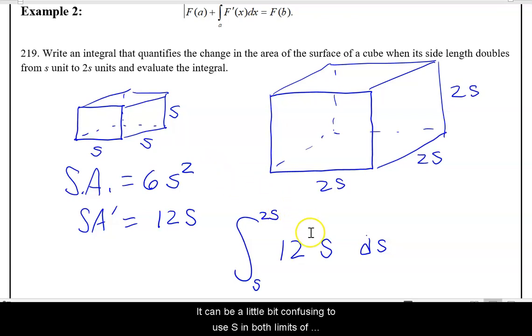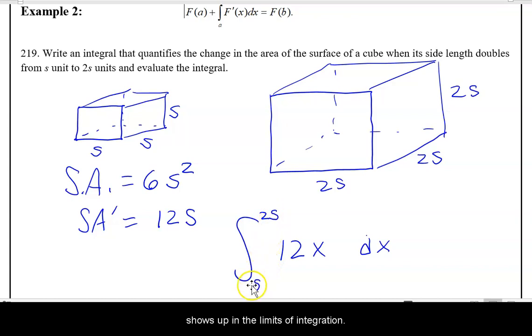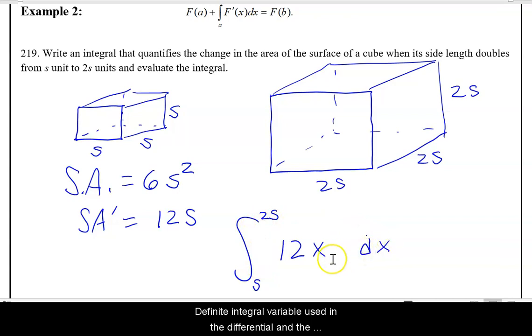It can be a little bit confusing to use s in both the limits of integration and inside the definite integral. In a case like that, we would normally go back and remove the s's from inside the definite integral and substitute some different variable instead. Any variable will do as long as it's not the same one that shows up in the limits of integration. Since in a definite integral, any variable used in the differential and the integrand is a dummy variable that will disappear by the end of the evaluation of the definite integral.